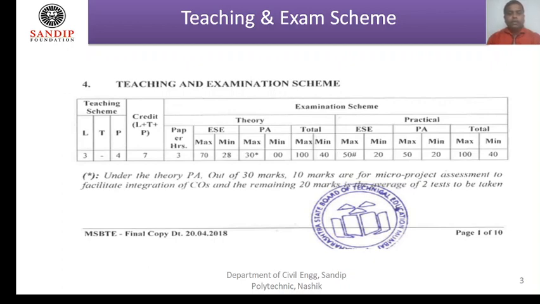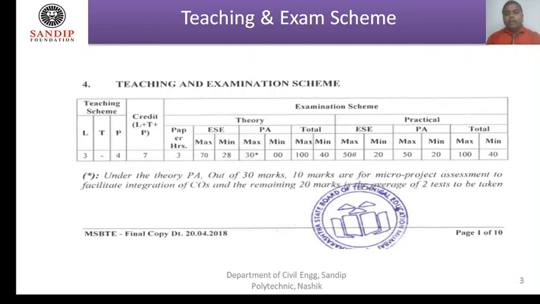Theory section consists of a 3 hours paper that is called as an end sem exam, that is for 70 marks, and progressive assessment is for 30 marks. So theory progressive assessment consists of a 2 class test and 1 micro project marks.